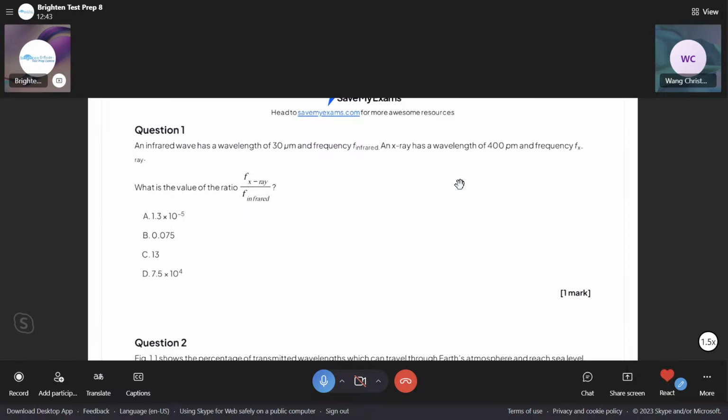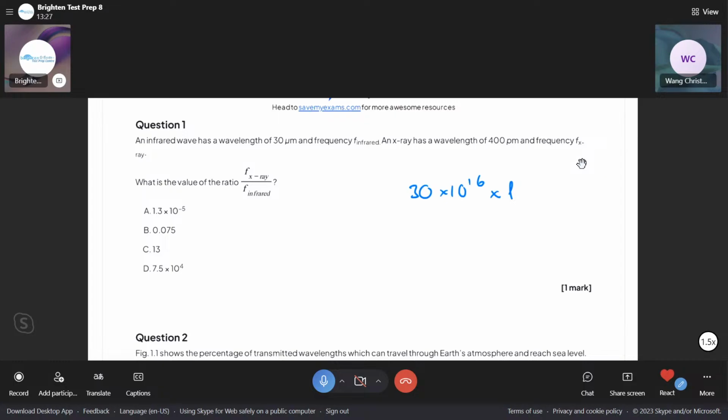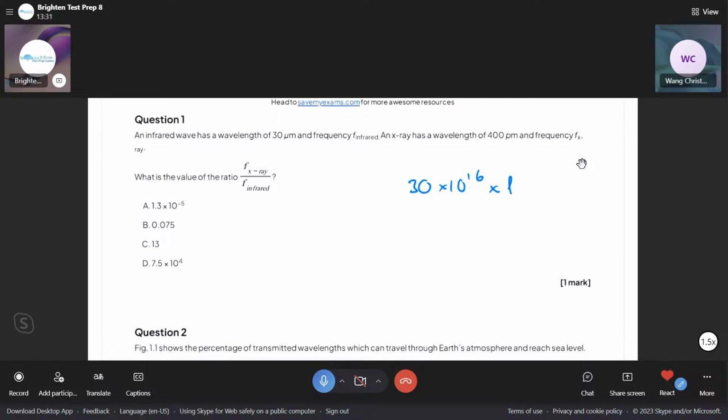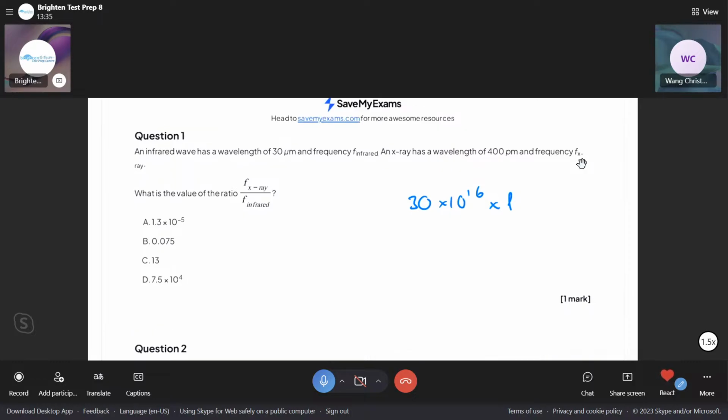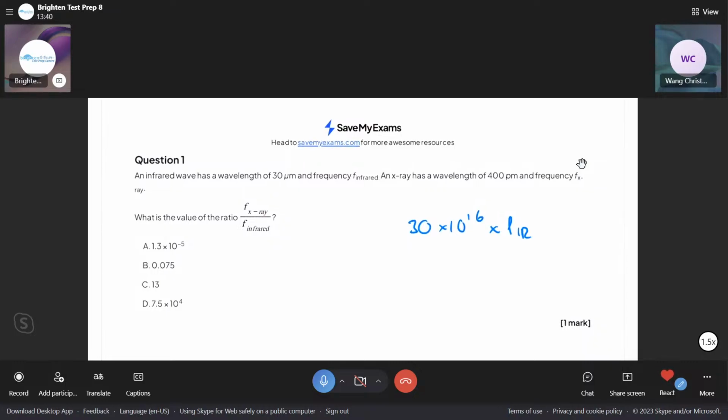Yep. 30 times 10 to the power negative 6 times frequency of infrared equals 400 times 10 to the power negative 12 times the frequency of X-ray. Okay, let me see. So you want to say times frequency of X-ray? Or 30 times 10 to the power of minus 6 is which one? Which wavelength? Infrared. Okay, and that is equal to 400 times 10 to the power negative.